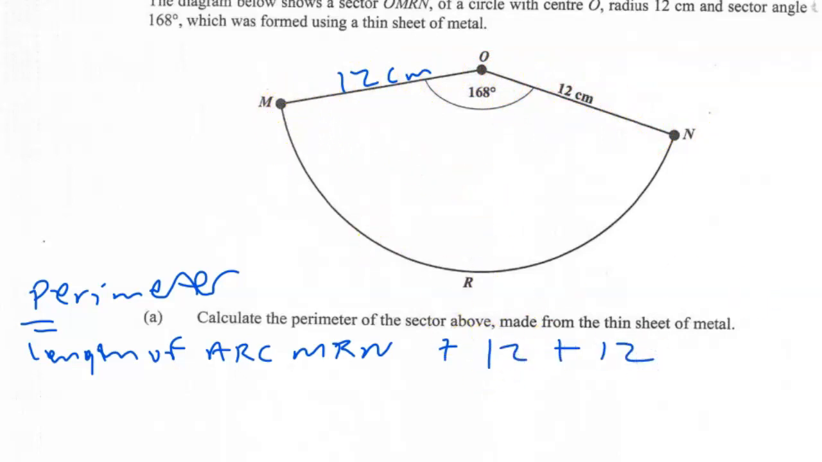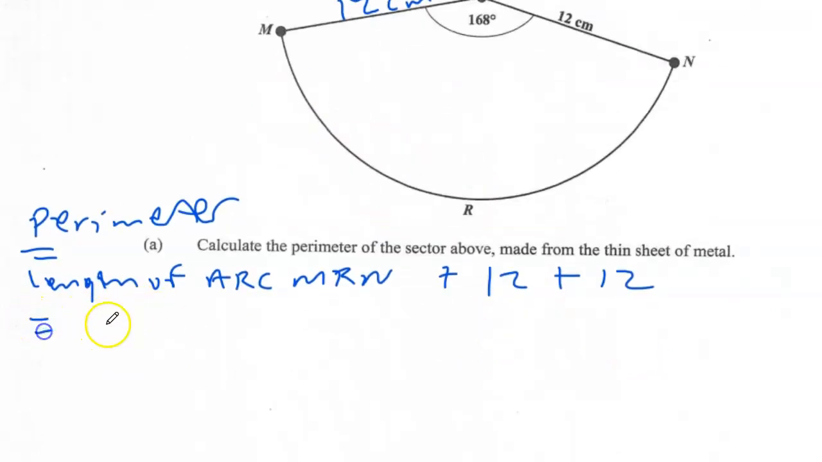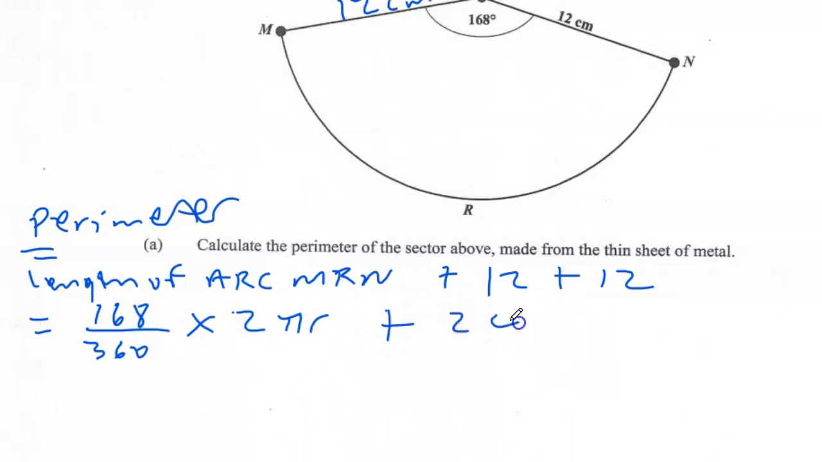And then MRN. Now the formula for a sector: theta over 360, so 168 is the angle, over 360, times 2 pi r. If you're finding the area, it will be times pi r square, since the area of a full circle is pi r square. But we're actually finding the perimeter, the distance around, so we're using 2 pi r, not pi r square, which is for area, which we were not asked to find, not in this section anyway.